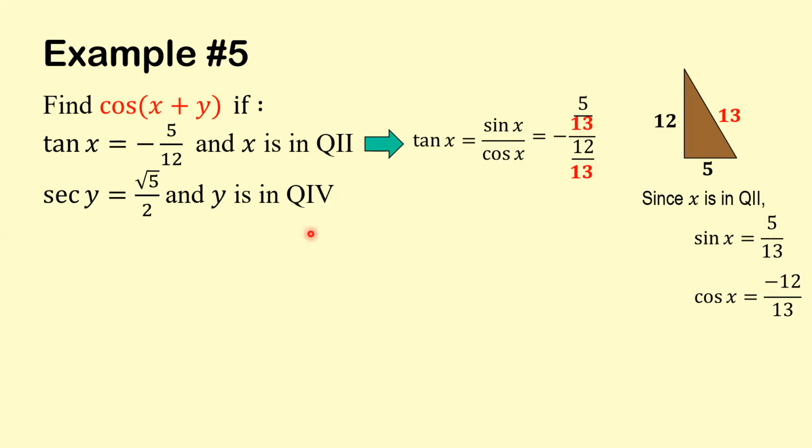What about for the y, no? Kay secant naman. Kung given si secant y equal to this, tapos nasa quadrant 4, positive yung cosine tsaka yung secant. Okay? Remember that secant is the reciprocal of cosine. So, cosine y is just the reciprocal of that, 2 over square root of 5, or 2 square root of 5, rationalize natin, all over 5.